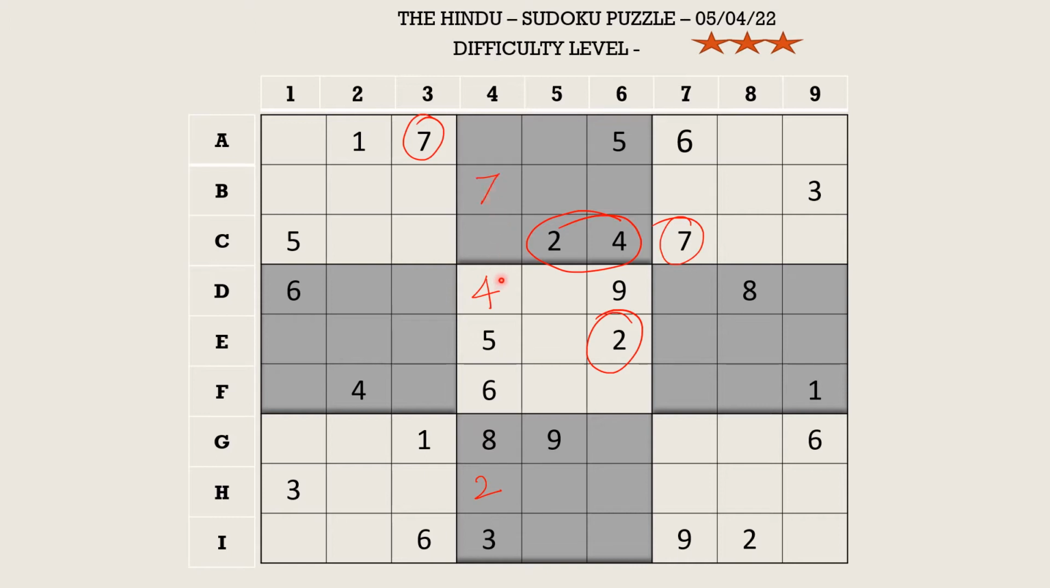Now the missing number is 1. There is a 1 in A row, so 1 goes here in C4. Now the only missing number is 9. So A4 takes 9.